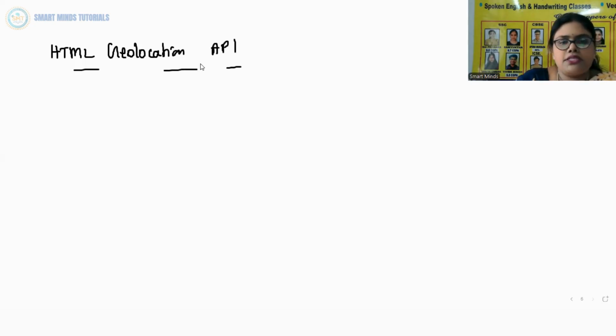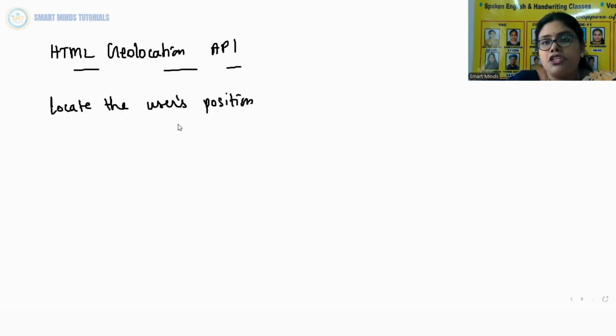So the HTML geolocation API is used to get the user's current location. First, how does it help us? It helps us to locate the user's position. But how? The geolocation API is used to access the user's current location. Since this can compromise privacy, the location is not available unless the user approves it.